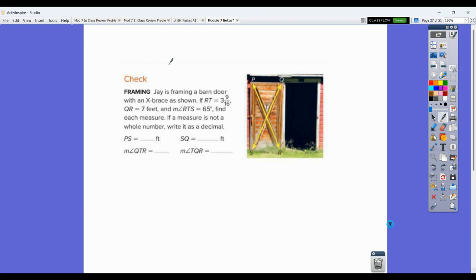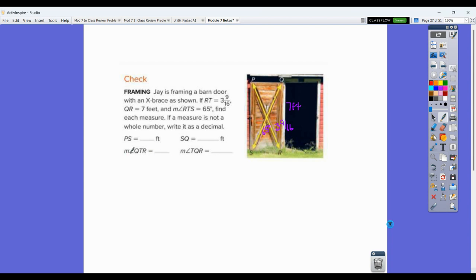So if we solve through some of this stuff, J is framing a barn door with an X brace as shown, so you can kind of see that in there. They give you RT, so they have RT to the middle here to be 3 and 9/16, and then QR, so we go from Q to R all the way down the side here is 7 feet. And the measure of angle RTS, this angle in here, is 65 degrees. Find each measure. If a measure is not a whole number, write it as a decimal. So you don't have to worry about doing your fractions there.